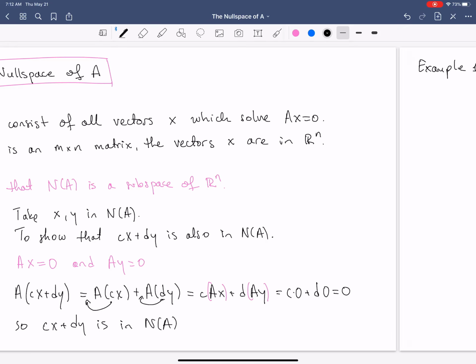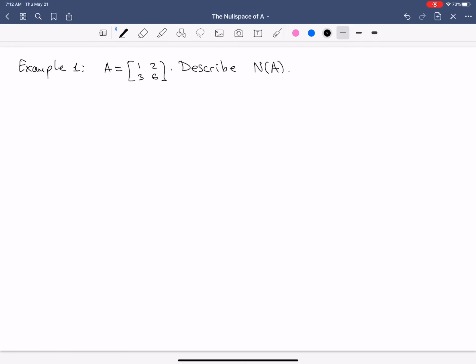All right, now let's look at an example of how to find the null space of a matrix. So here's a matrix, very small, nothing complicated about it.